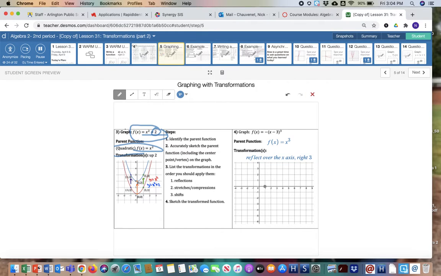So instead of at 0, 0, we're going to go right 3. And then instead of my graph going from bottom left to top right, it has to reflect over the x-axis. So from here, it's actually going to go from top left through and down to bottom right like this. Okay? So that's what that should look like.